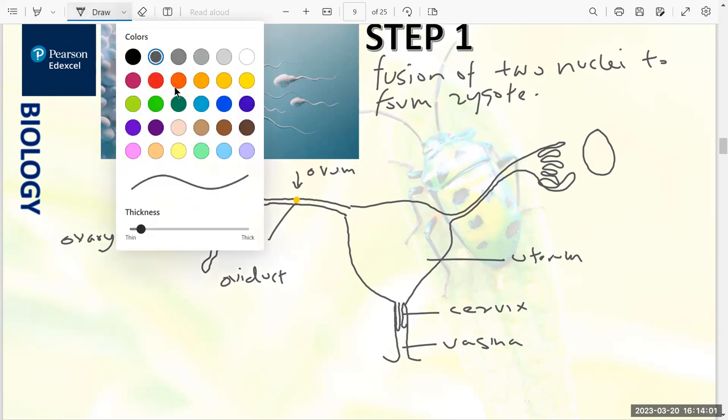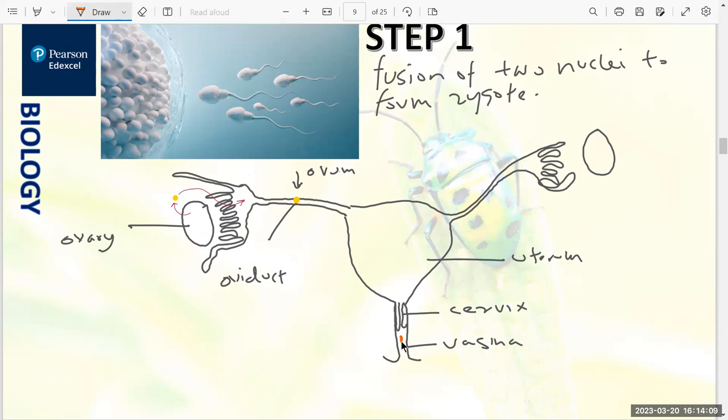Now, from this side, the sperm cells can enter. Okay, now when considering the sperm cells, it is not one cell. There are many cells that start to enter, millions of cells. So here it's one ovum, and these are sperm. So sperm cells are millions. So they are moving in this direction, and this one is coming from this direction.